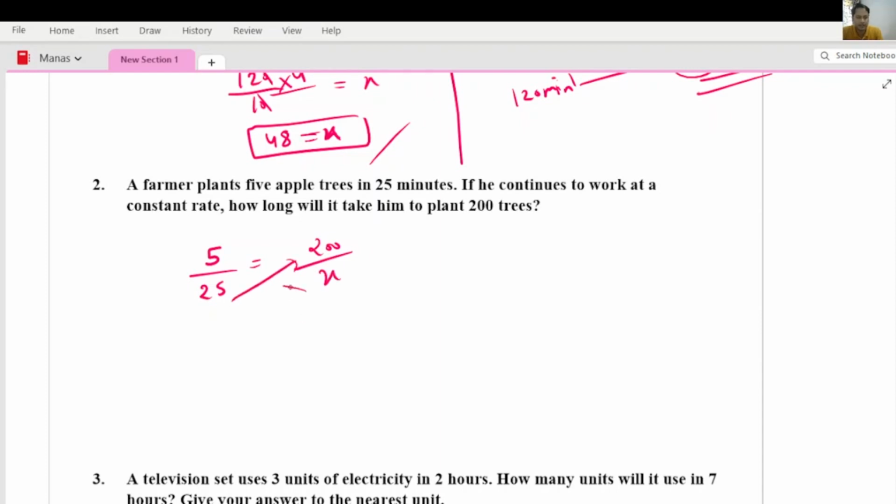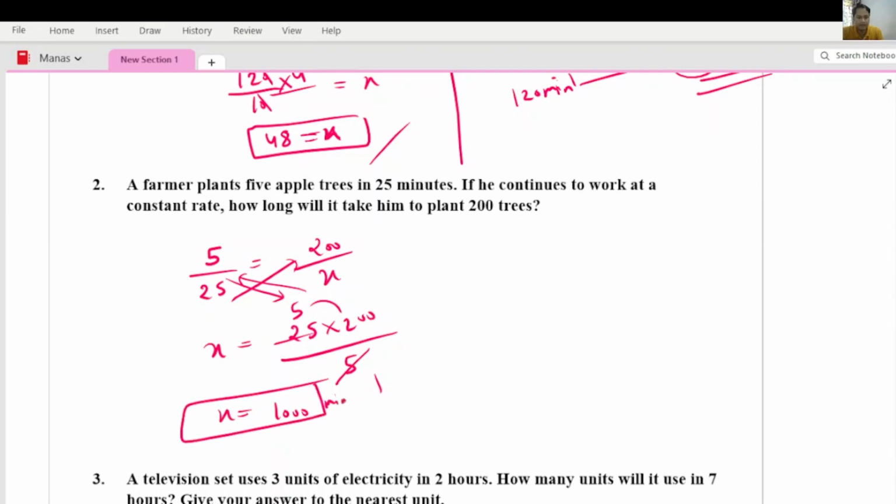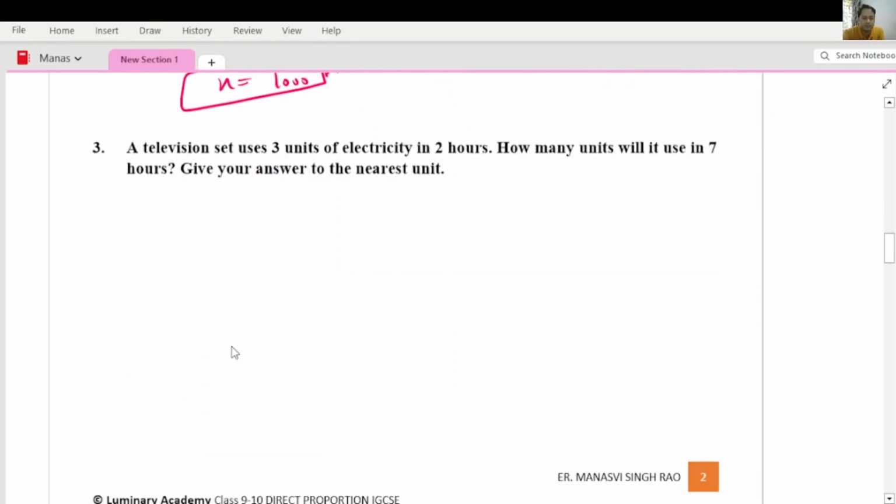You can shift this to this side and this to this side and 5 to the denominator. Basically you need to make x the subject. So x is 25 into 200 divided by 5. 5 times 1, 5 times 5, and 5 times 2, 10. So 1000 minutes will be taken by the farmer to plant 200 trees. If you want to convert 1000 minutes into hours, you can divide by 60. This is how you need to do the questions. They are very simple questions.